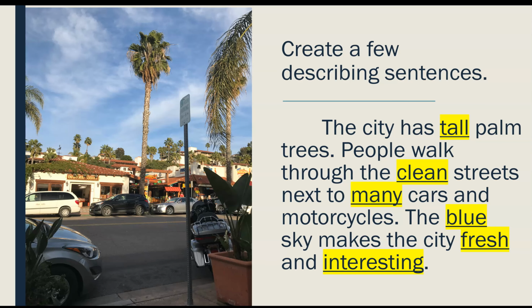And look at all these adjectives, right? They're all in yellow here. I have tall, clean, many, blue, fresh, interesting, right? We're describing. We're using all these words here. And we're also using these direction words like through, next to, right? Those also give descriptions. So just remember, you learn a lot of English. Maybe you're practicing with videos and class. You learn a lot of things. So remember, you can put those in your writing, right? All those ideas.